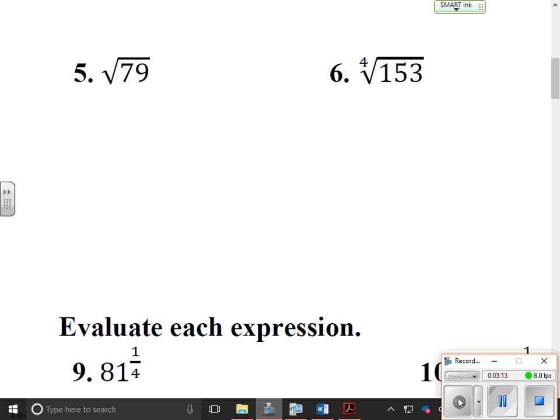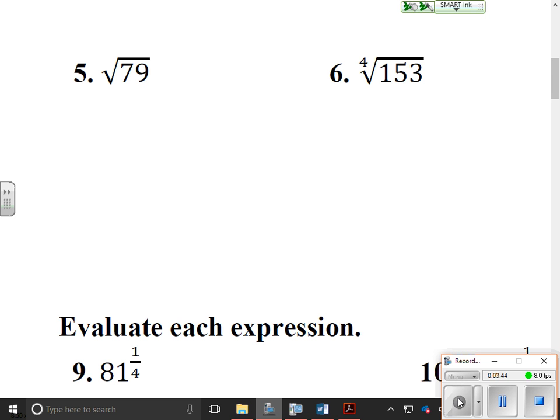Radical form back to exponential form. Now 79 is prime. If I could break it down some, I would, but I don't think there's anything that goes into 79. I tried to think through it as much as I could, used my calculator some, but I don't think anything goes into 79 besides 1 and 79. So if it's prime and can't be broken down, then the index is not written, and neither is the exponent.